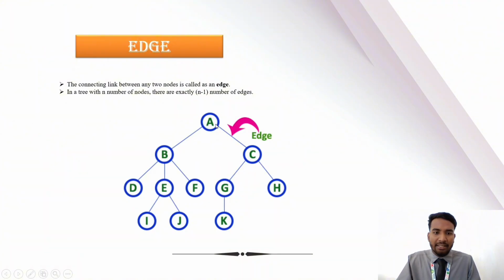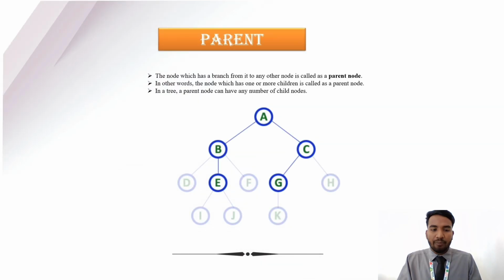Here we see that the number of nodes is 1, 2, 3, 4, 5, 6, 7, 8, 9, 10, 11. So the number of edges is 11 minus 1, which is 10. Here 1, 2, 3, 4, 5, 6, 7, 8, 9 and 10. In the next slide we will see the parent node.